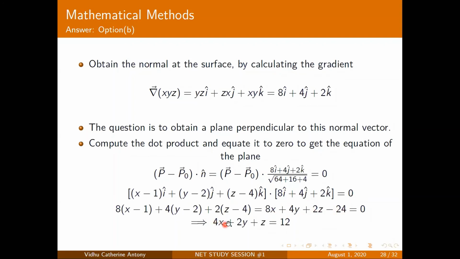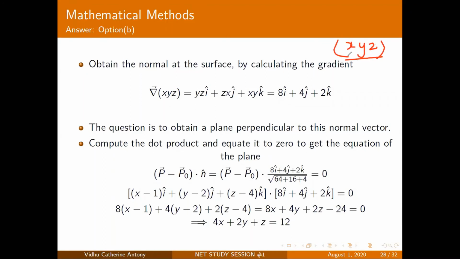So you end up having 4x. I'll take this equation and divide it throughout by 2. Then you have 4x plus 2y plus z is equal to 12.